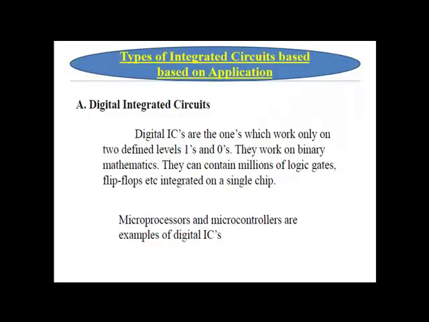Now coming to the types of integrated circuits. Here we talk about the bifurcation of integrated circuits based on application. Based on the application, we have different types of ICs, like the digital integrated circuit. As we know, a digital integrated circuit deals with only two defined levels, 1 and 0, based on the binary mathematics of Boolean algebra. They can contain millions of logic gates, flip-flops, etc. integrated on a single chip. For example, microprocessors and microcontrollers are examples of digital ICs. Memories, shift registers, and counters are also examples of digital integrated circuits.